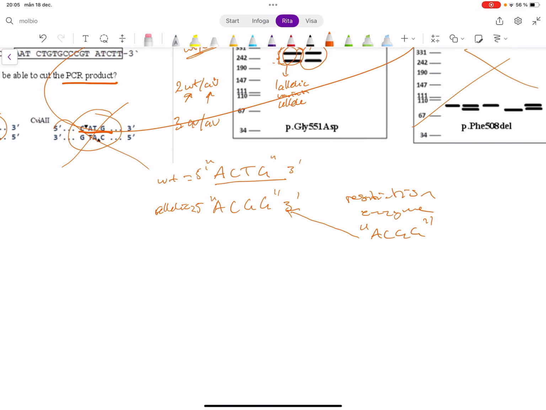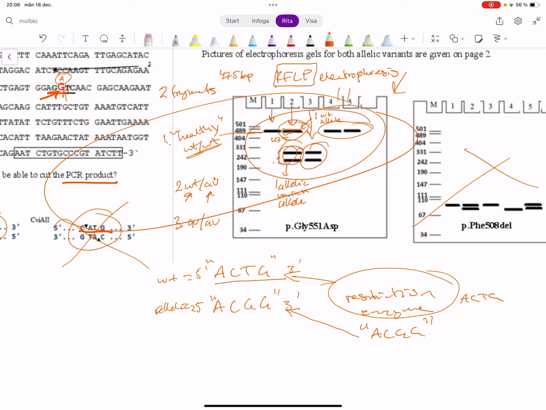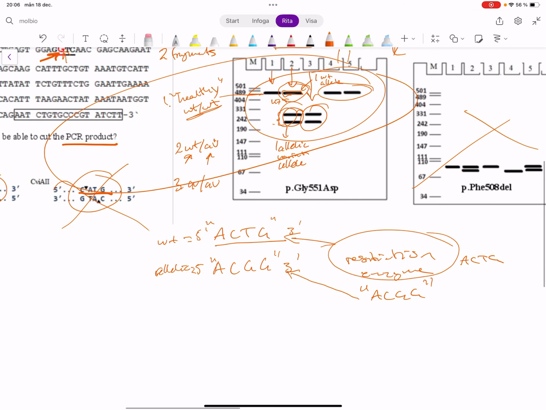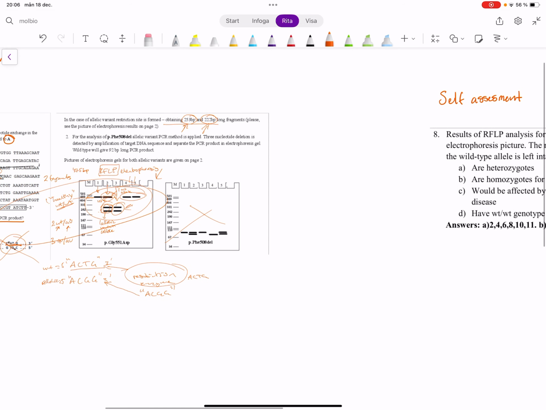But you can also use another restriction enzyme that finds ACTG. You put this restriction enzyme together with the PCR fragments, and then it will find the ACTG and cut it. So the result will also be an electrophoresis, but if there are fragments that are cut, this wouldn't mean that the patient has an allelic variant, but that the patient has a wild type variant. So it goes both ways, both wild type and allelic variants.